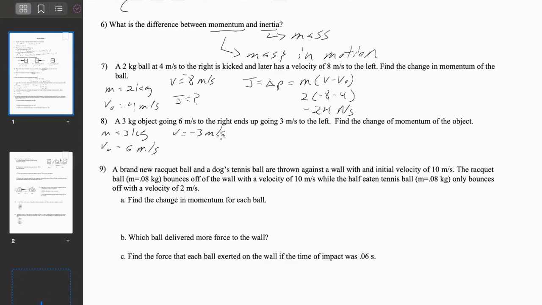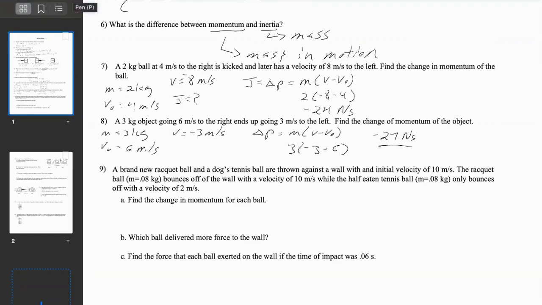Change in momentum is impulse, force times time, or mass times the change in velocity. With the information we have, we do have the mass and we have a change in velocity. Mass is 3, final velocity is negative 3, initial velocity is 6. So negative 3 minus 6 would be negative 9 times 3, which should give us negative 27 Newton seconds.